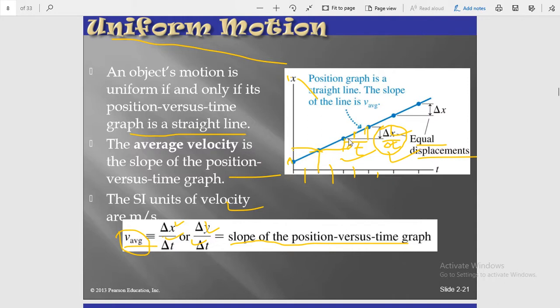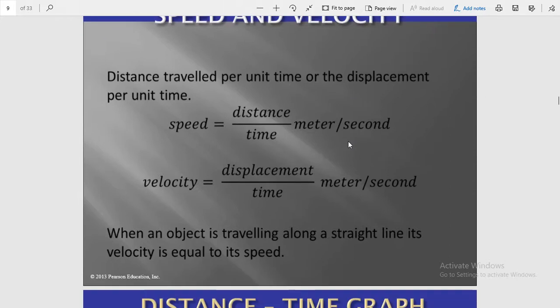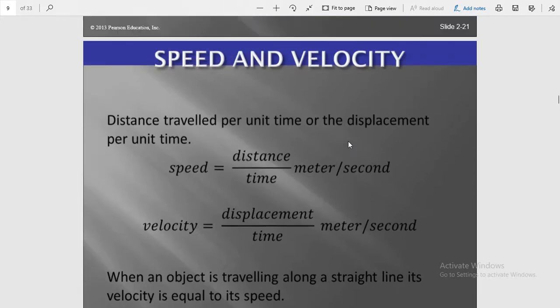Let's start the next one, that is speed and velocity. We are trying to differentiate between speed and velocity. I hope you know the definition of speed and the definition of velocity, but I am trying to define them once again. Distance travelled per unit time is known as speed.